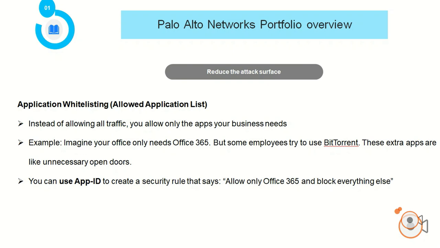I will give you an example. Let's say your office only needs, for example, Office 365 to do its work, of course. But some employees might try to use an application, for example, like BitTorrent, which isn't needed and could be risky. Allowing all applications is like leaving all doors open, letting anyone in. Instead, you use Palo Alto App-ID to create a security rule that says, for example, only allow Office 365 and block everything else. This keeps your network safe by limiting access to just the applications you trust and need.